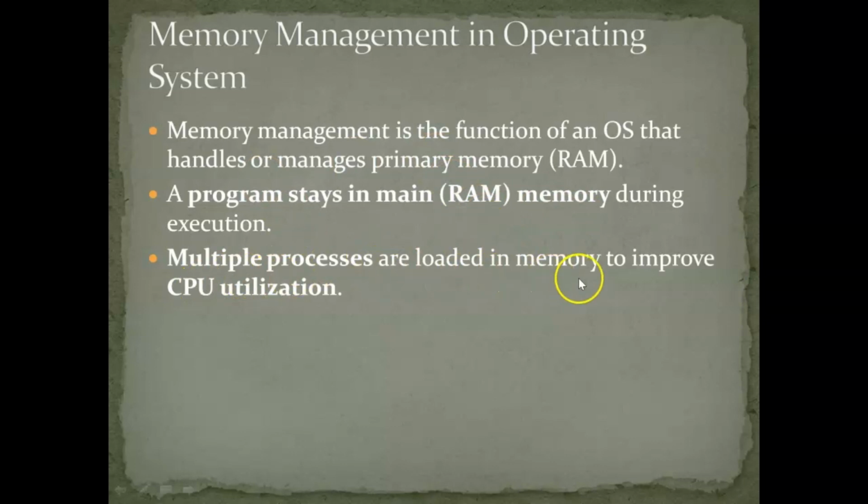Now multiple processes are loaded in the memory to improve the CPU utilization. So many processes in the memory RAM to improve your CPU utilization. So every process should be able to use the CPU properly without wasting any of the time, and every process should get it properly. Smooth running of your process is handled by operating system through this memory management, how the memory is allocated to them to have a better CPU utilization.